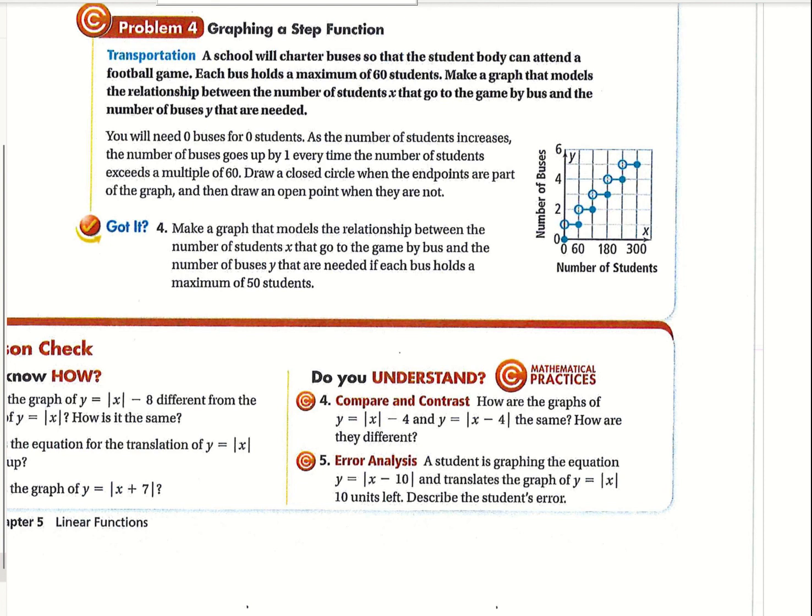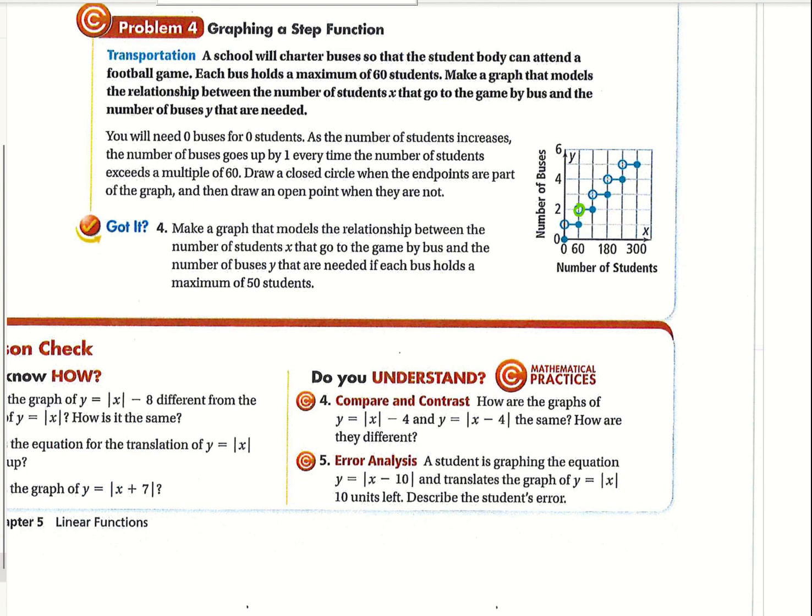So it says you will need 0 buses for 0 students. All right. So you can see that with this point right here, 0, 0. All right, and you can also see that up here because any more than 0, you're going to have a bus. You're going to have one bus at least. Okay, so that's why that is an open circle there. All right, and then up to 60 students, you're going to have one bus. And then everything greater than 60 students will have 2 buses.